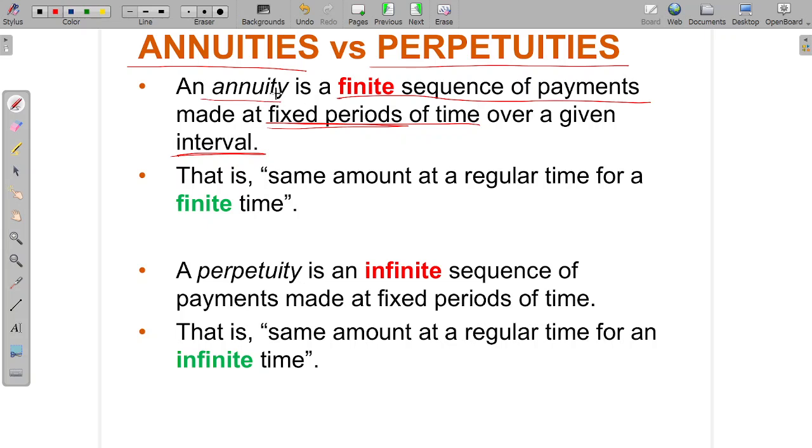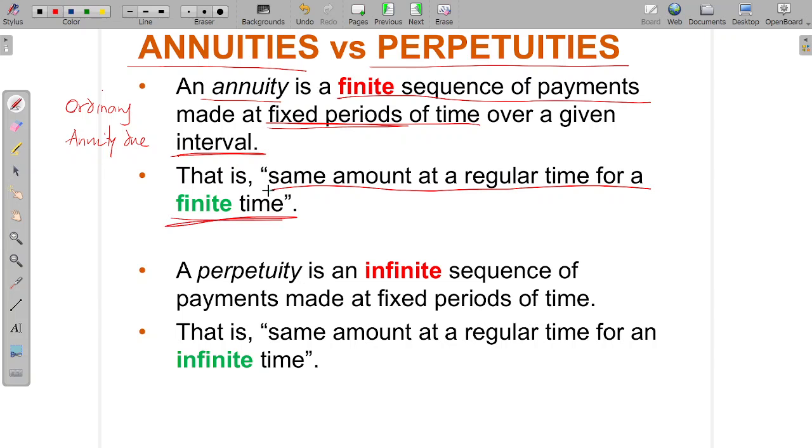And we have two types of annuity. We have ordinary annuity and annuity due. What we mean by that is that we have the same amount at a regular time for a finite time.